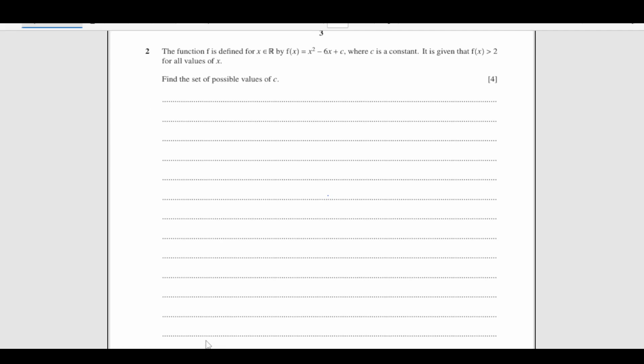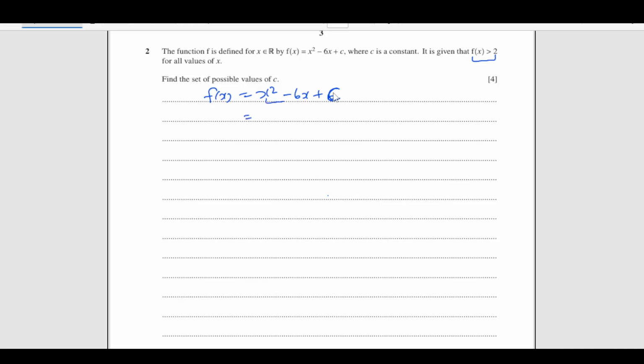Now number 2, the function f is defined for x real numbers. f(x) is this one, and it's given that f(x) is greater than 2 for all values of x. Find the possible values of c. So let's rewrite this. We have a function. Sorry, this is c. Let's write it down in completed square form.